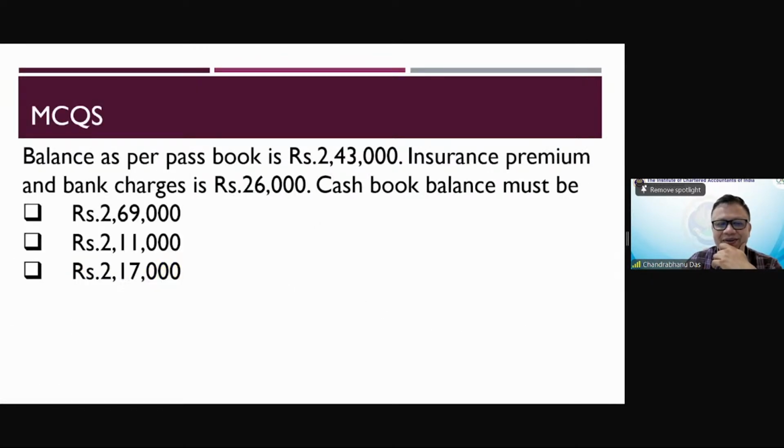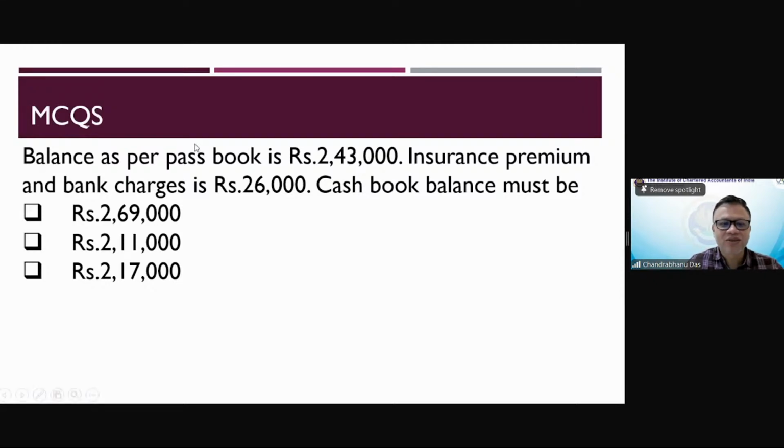Okay. Now this one, balance as per passbook 2,40,000. Insurance premium and bank charges is 26,000. What should the cash book balance be? Somebody is saying 2,11,000, 2,17,000. We have two contestants here.